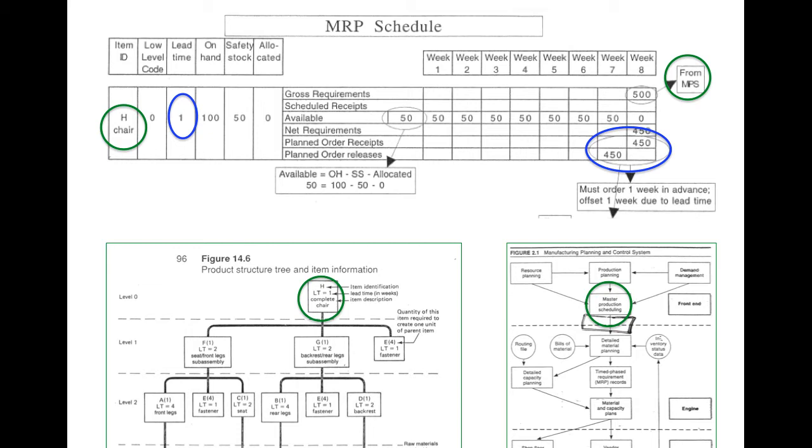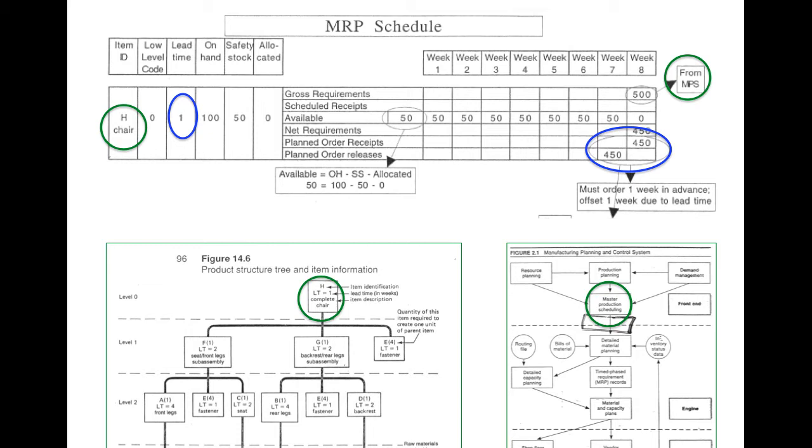The 500 units come from the master production schedule, and we see that green circle there on the right-hand side. Remember, the master production schedule is expressing the plan in terms of end items, for individual end items like the H chair. And then again, we need 450 of those. That's the net requirement because the gross requirement is for 500. We still have 50 in stock, so we need to come up with 450 new chairs. And those will be offset by 1 week.